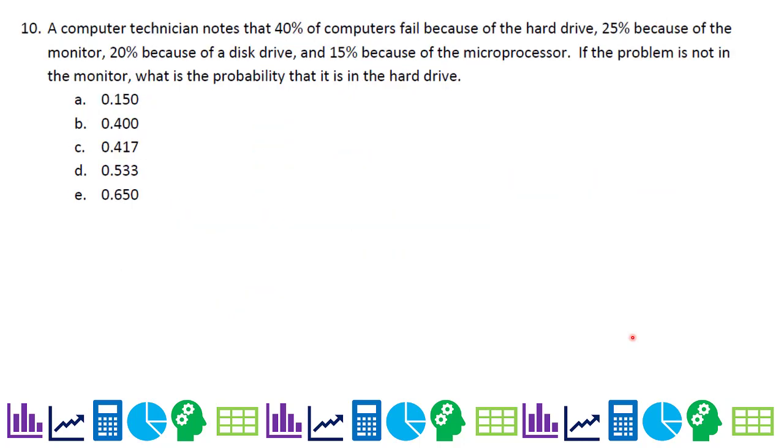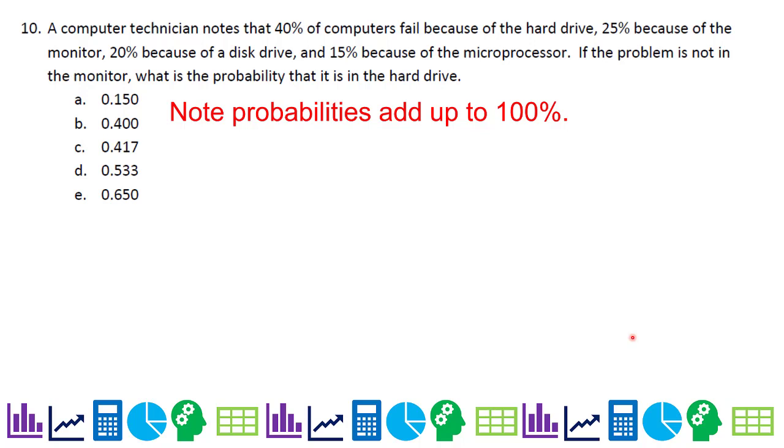Number 10. A computer technician notes that 40% of computers fail because of the hard drive, 25% because of the monitor, 20% because of a disk drive, and 15% because of the microprocessor. So this is not talking probabilities on a brand new computer and the component's going to be failing. This is all broken computers, and he has all the reasons they fail. They appear to be mutually exclusive. They add up to 100%.